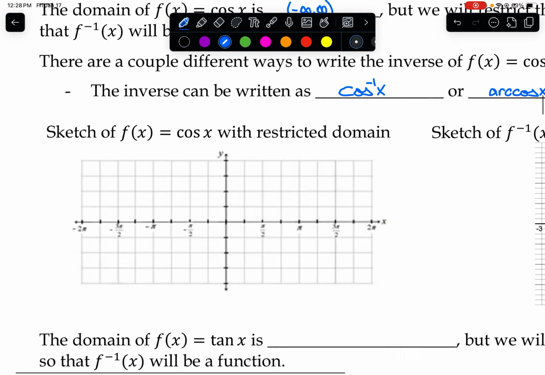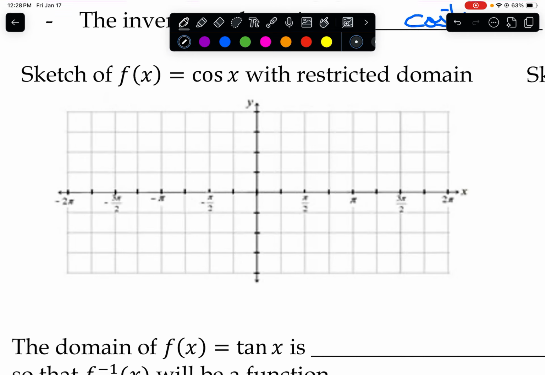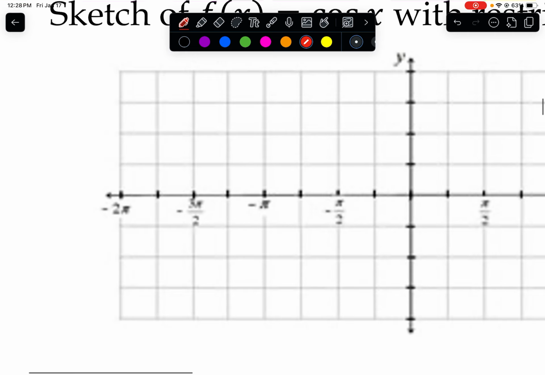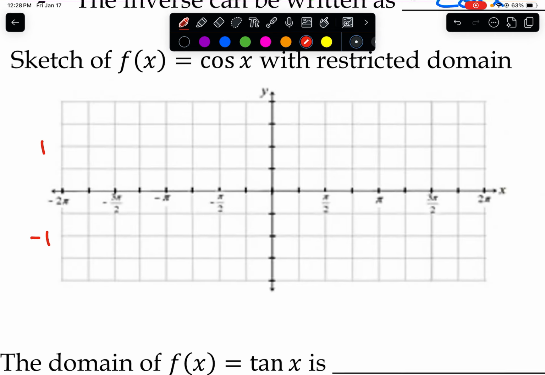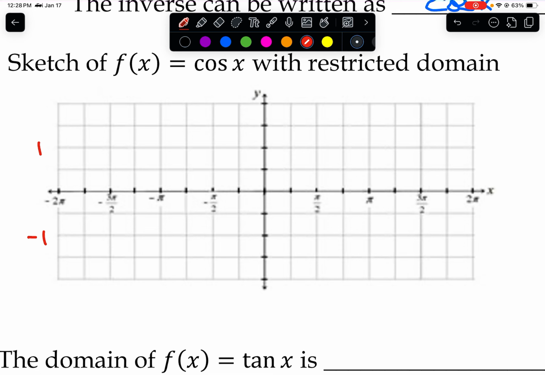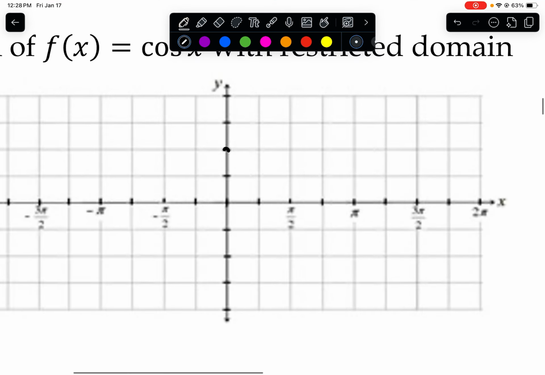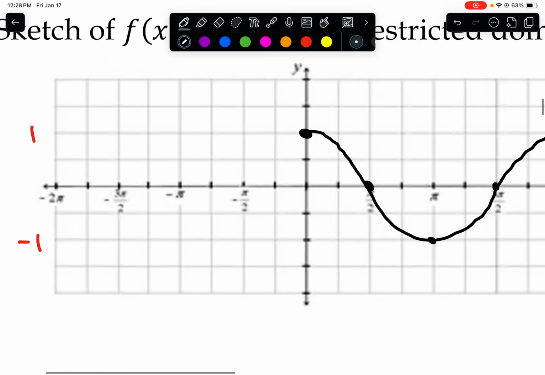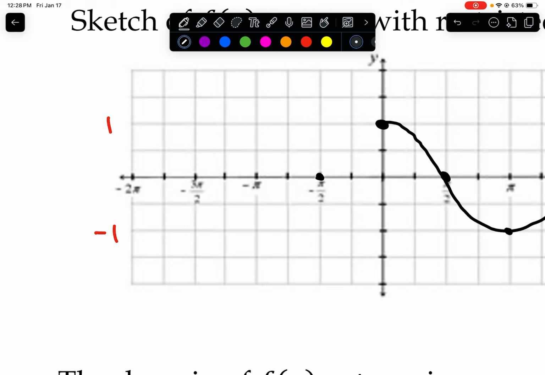All right, so now I'm going to draw my cosine graph. With cosine, I'm going to put my scale in, so 1 and -1. We're going to start at a high point, so we're going to start at 1. Then go to a midpoint, then a low point, midpoint, and then a high point. And then on the left side, from a high point to a midpoint to a low point, back to a midpoint to a high point.